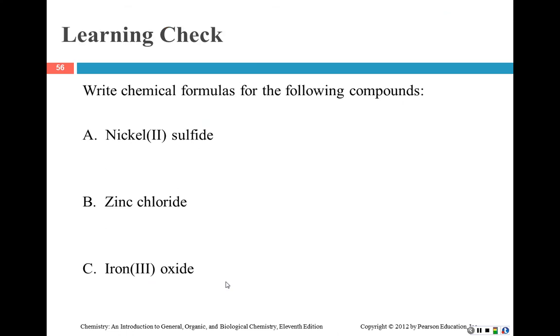So put it on hold and try these if you want to, or we'll work them together. Nickel 2 sulfide. Okay, that tells me that nickel is a plus 2. Sulfur, if I look at that, I know that that's in 6A, so that gives me a minus 2. So nickel 2 sulfide is going to be NiS because they're already balanced. Zinc chloride. Zinc and chlorine. Chlorine is a minus 1. It only has one zinc, therefore it's what? ZnCl, because zinc would be a plus 1 as well.